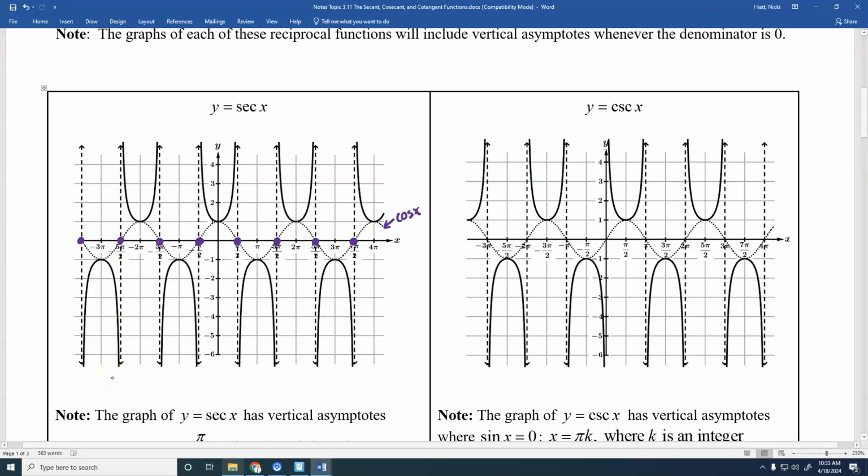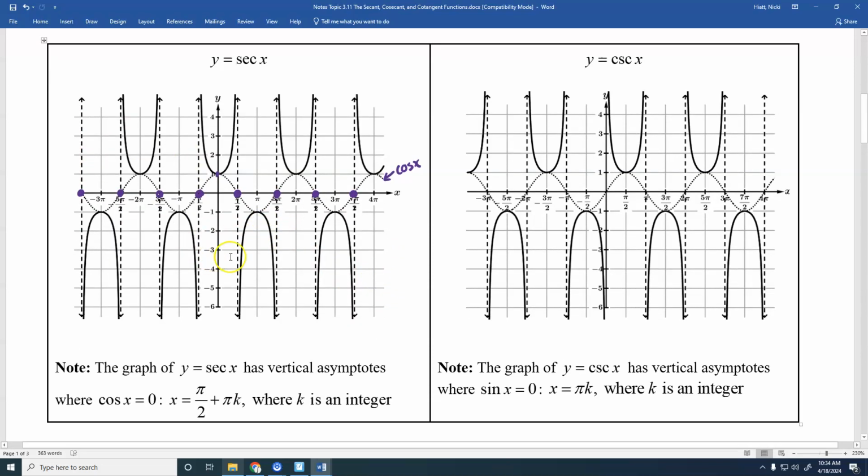And then where you would have a maximum on cosine, it would be a minimum on your secant. It's just sort of inverted there. So you get this kind of weird graph here, as this sort of makes sense there.